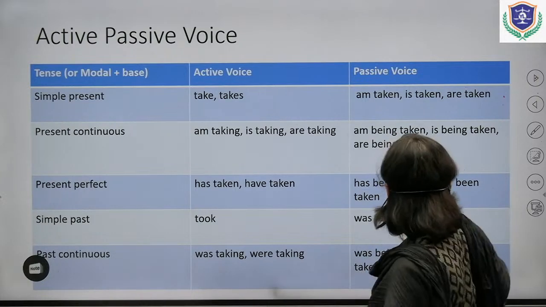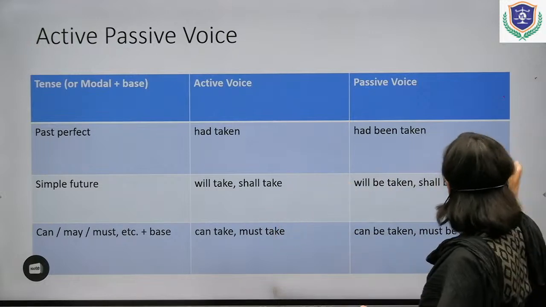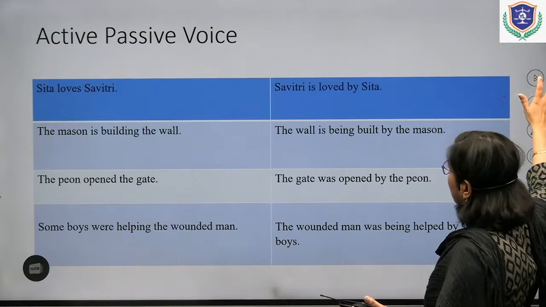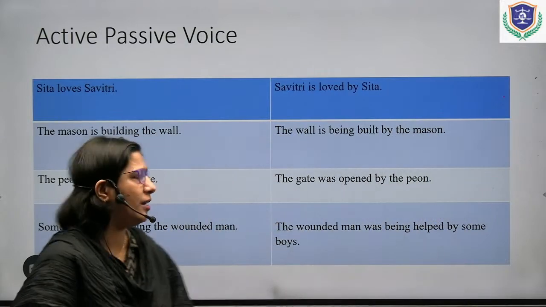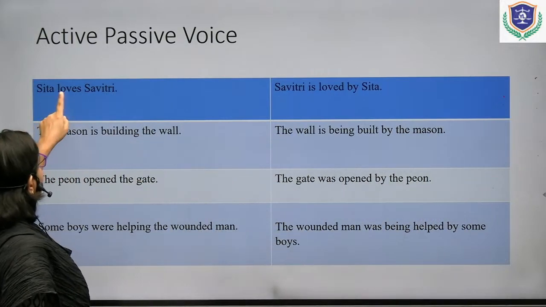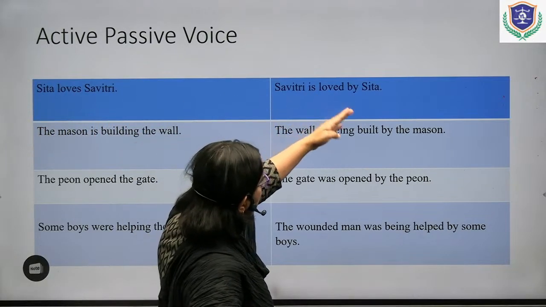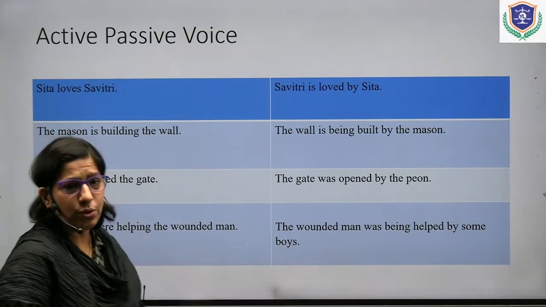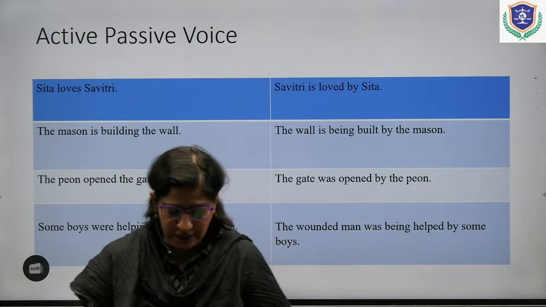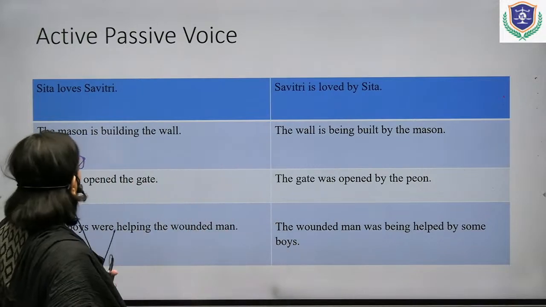What we will do is go ahead looking at the examples. Of course, I have taken this from Wren and Martin, simple present tense. Sita loves Savitri, so Savitri is loved by Sita. Now again, we have to very carefully check the verb, okay. So that is what is making all the difference.